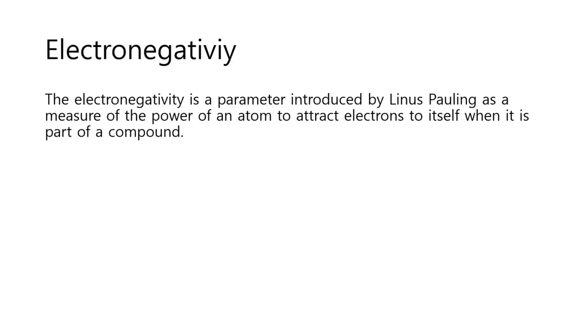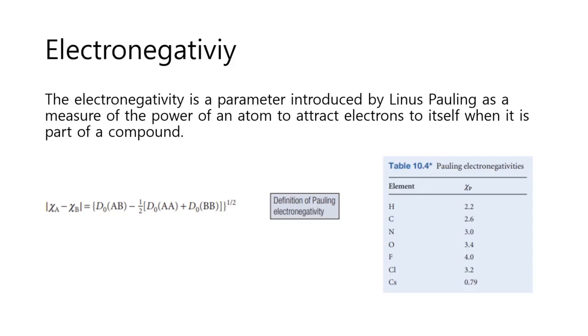Second, we should compare the electronegativity. The electronegativity is a parameter introduced by Linus Pauling as a measure of the power of an atom to attract electrons to itself when it is a part of a compound. Pauling used valence bond arguments to suggest an appropriate numerical scale of electronegativities could be defined in terms of bond dissociation energies D0, and proposed that the difference in electronegativities could be expressed as this equation. And these are examples of Pauling electronegativities.